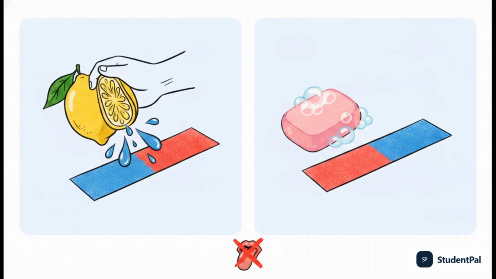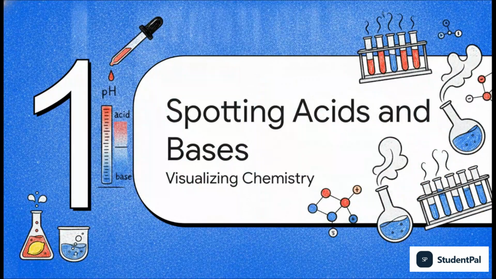Before we hit the lab, let's establish our absolute basics. You probably remember from earlier classes that acids are your sour substances, like lemons, and they change the color of blue litmus to red. On the flip side, bases have a bitter taste, and they change the color of red litmus to blue. A super easy way to remember this is simply, base turns blue. But here's the catch, right? We can't just go around tasting everything in a chemistry lab. That is incredibly dangerous.